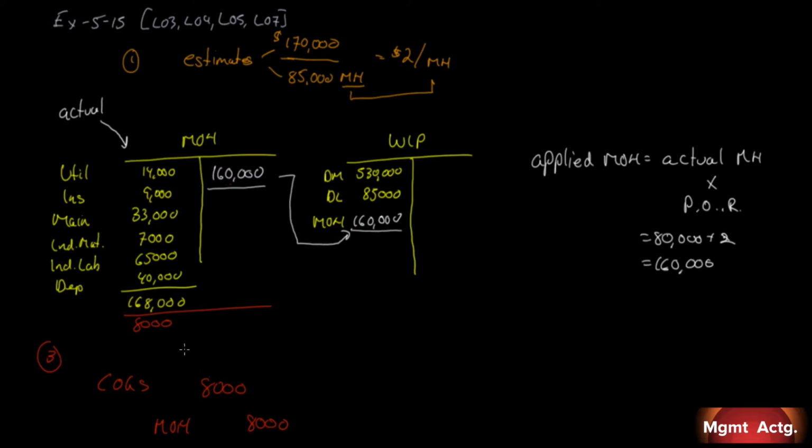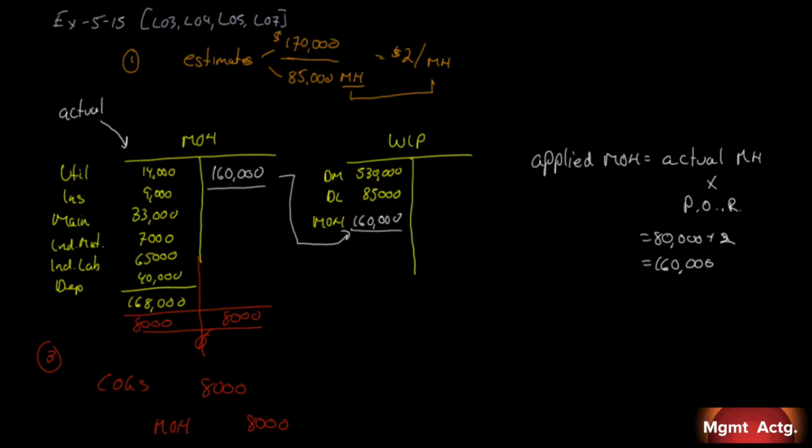We close it out to cost of goods sold. That would give us an $8,000 entry on the debit side. And extending our T account down, we would now have a 0 account on that. Number 4. Now, number 4 is not as simple as it sounds.